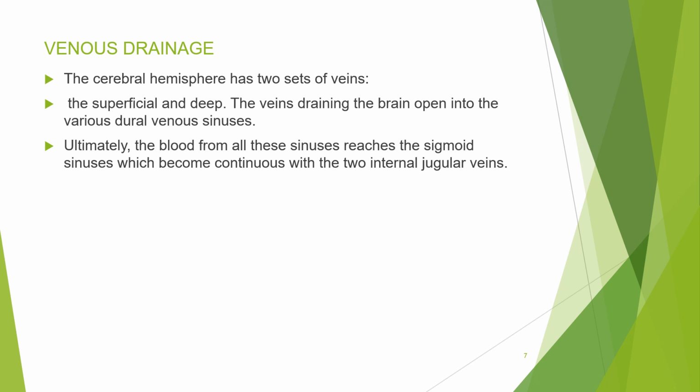Now coming to the venous drainage. The cerebral hemisphere has two sets of veins. They are superficial and deep veins. The veins draining the brain will open into the various dural venous sinuses. So within the dura you have venous sinuses. So these veins will open into the dural venous sinuses. So what happens ultimately? The blood from all these sinuses reaches the sigmoid sinus. Then the sigmoid sinus will enter into the internal jugular veins. That's how the venous drainage happens in the cerebral hemisphere.